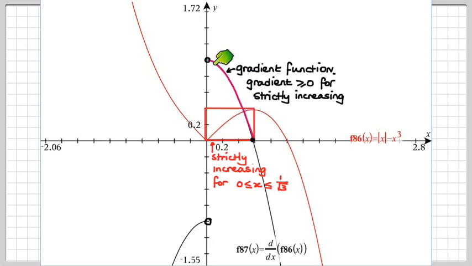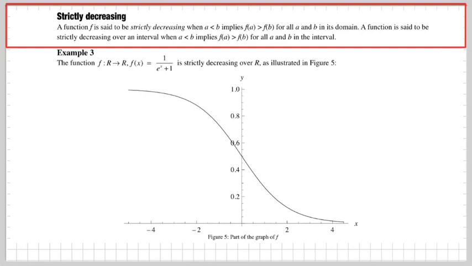See, the gradient is positive, positive, positive, and 0. That point's included in the strictly increasing, and actually so is this point here, even though the gradient is not defined at that point. Okay, let's move on.